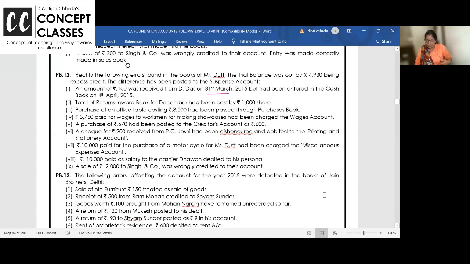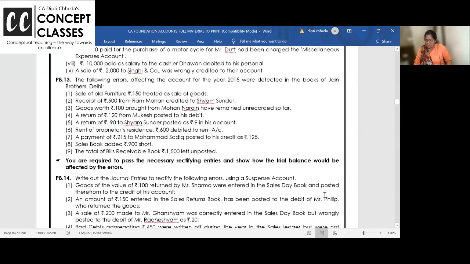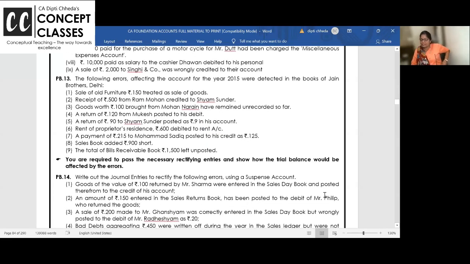Okay, let's go. Which problem should we check now? The 13th one. Following are the errors affecting the account that were detected, and you are required to pass the journal entries and show how the trial balance would be affected by the errors. Will the trial balance be affected? Yes, some errors will affect and some will not affect. So let us see.